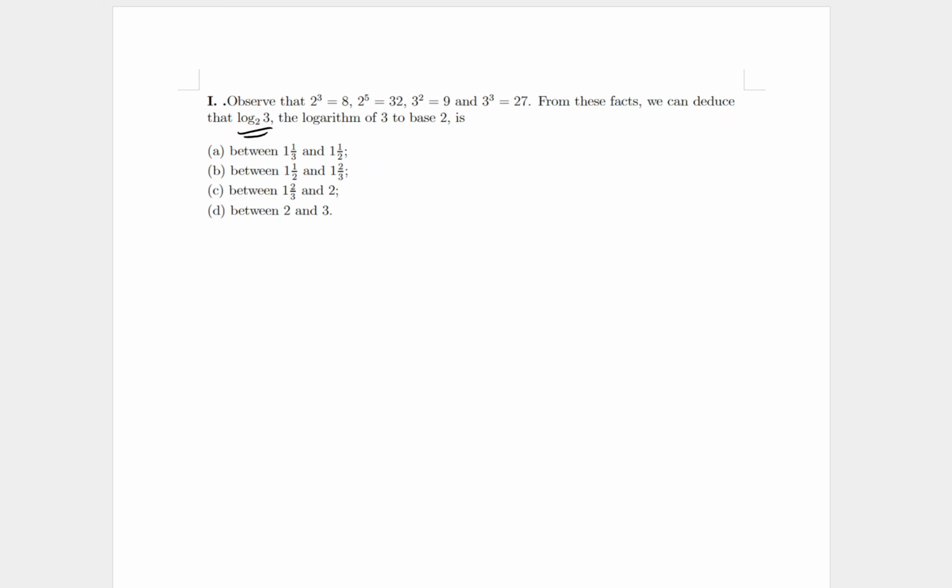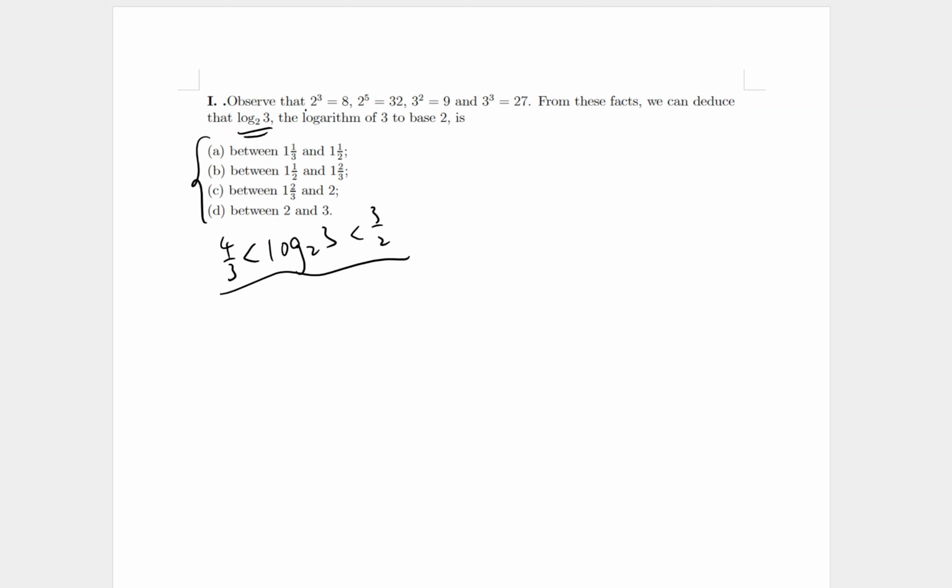Before we log it, let's have a look at the answer. It says between something and between something. That means that we can't obtain an exact value for this, unless you have a calculator. So the thing we might want to do is to form inequalities. We would want something like, log 2 3 is something. If it was like this, then we would answer A. So we want something in this form.